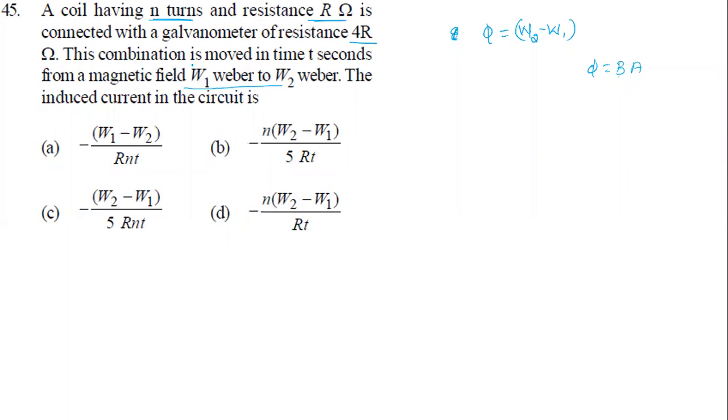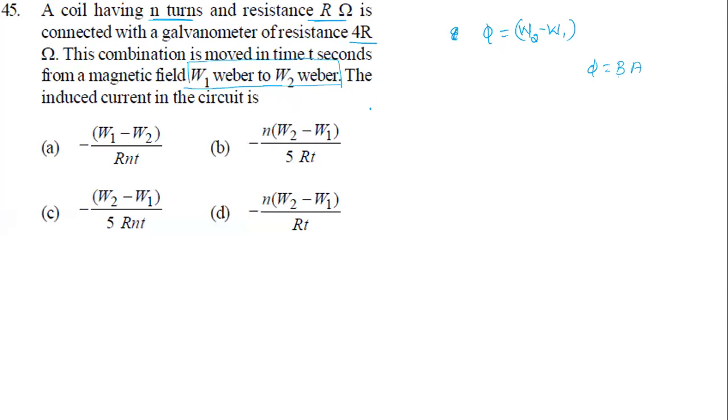The given magnetic field is going to change from W1 Weber to W2 Weber. The coil of N turns having resistance R is connected to a galvanometer of resistance 4R, so the total resistance becomes 5 times R. Listen here, the coil remains the same, right? We are moving from W1 Weber to W2 Weber.